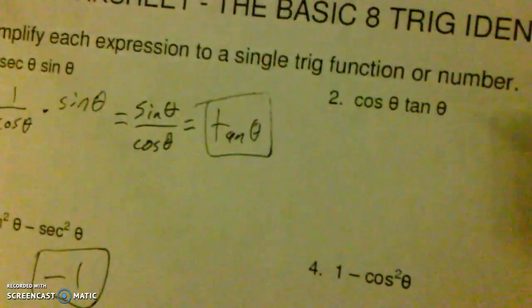So for today though, I will want y'all to do number 2, 4, 6, 10, 11, and 12. So again, you're just messing around with those identities, trying to figure out how to simplify that into one single term.